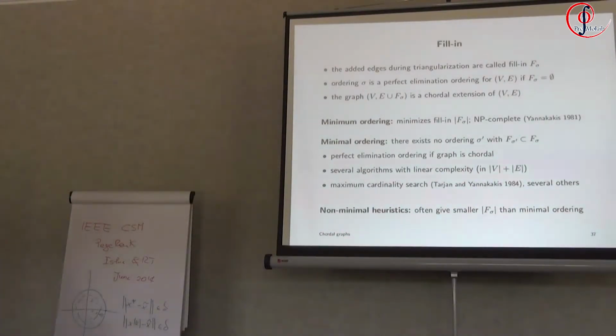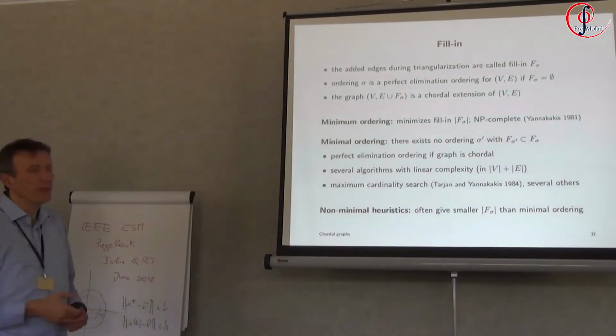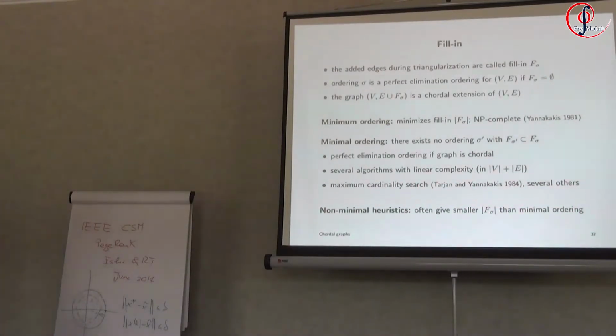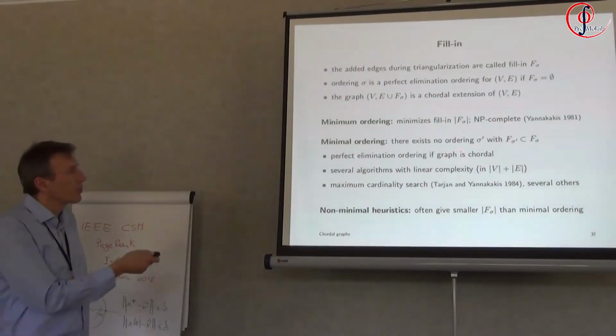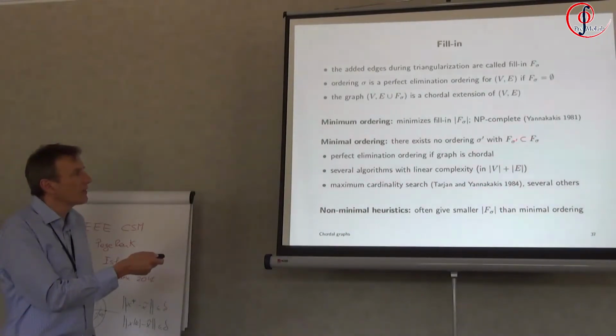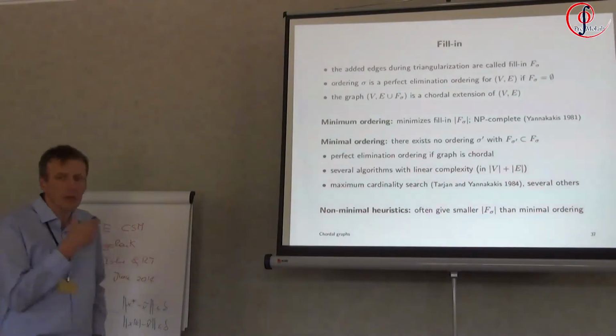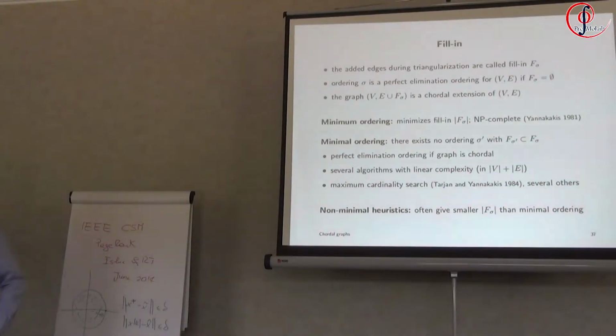If it's not chordal, you're usually interested in doing this with a small amount of fill-in. And then you can distinguish different types of orderings. A minimum ordering would be one that really minimizes the amount of fill-in, the size of this filled set. And that's been shown to be an NP-complete problem. A minimal ordering would be an ordering that has the property that there is no other ordering that has fill-in that's a strict subset of the fill-in you obtained in sigma.